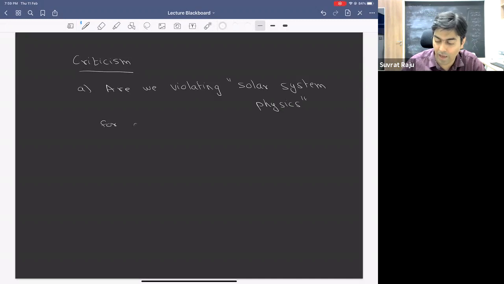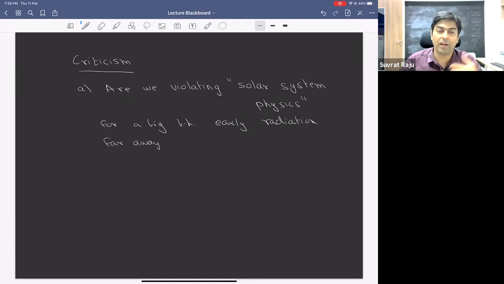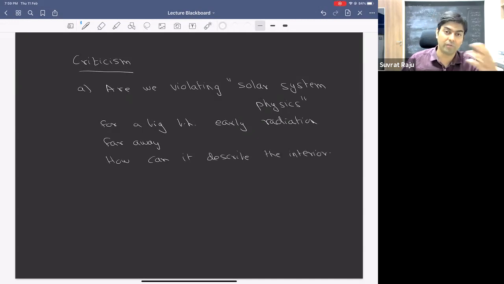So for a big black hole, the early radiation is very far away. So we are somehow saying that this radiation very far away describes some degrees of freedom in the interior. So how can it describe the interior? It's not like some small effect which is happening on the Planck scale. We are saying that very far away degrees of freedom are somehow describing the interior of a black hole. Maybe there's a black hole here on Earth, and there's some early radiation which has gone off very far away. And somehow there's a manipulation you can do on the early radiation that can affect the interior of the black hole that lives here. And that seems strange.